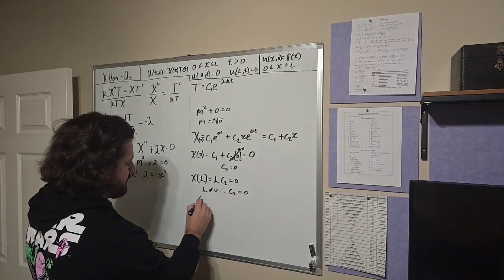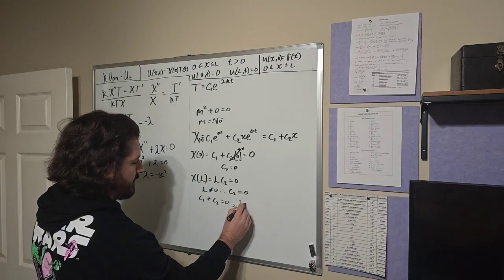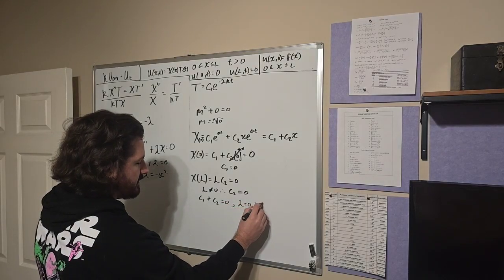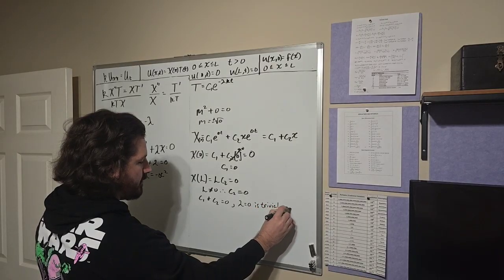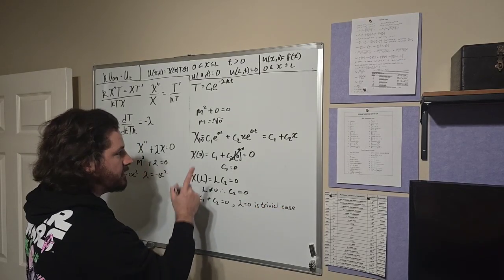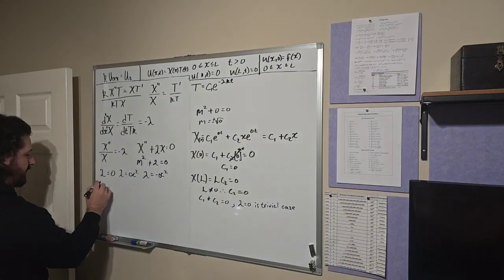And so now that we know that c1 and c2 equal 0, lambda equals 0 is trivial. That's the trivial case. It doesn't actually help us with our solution because of our initial conditions. Okay, so we'll write lambda equals 0 is trivial.